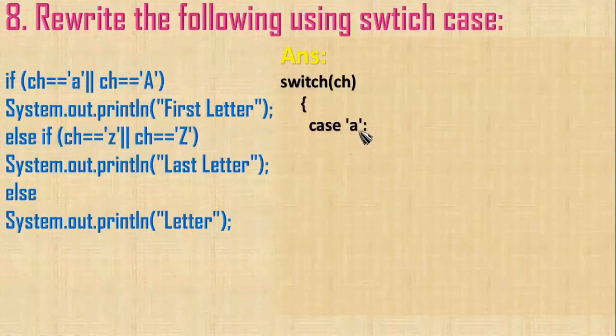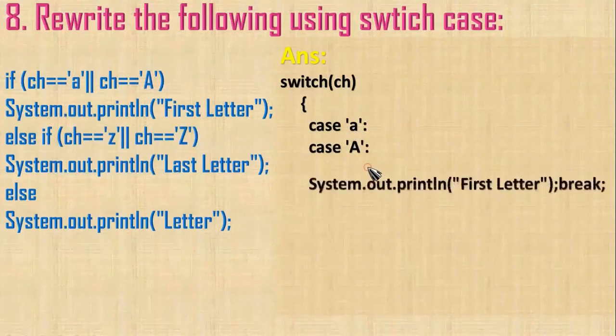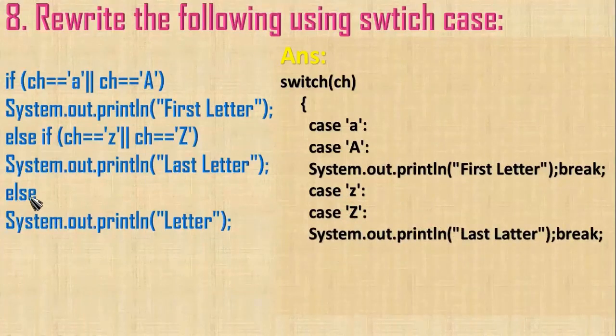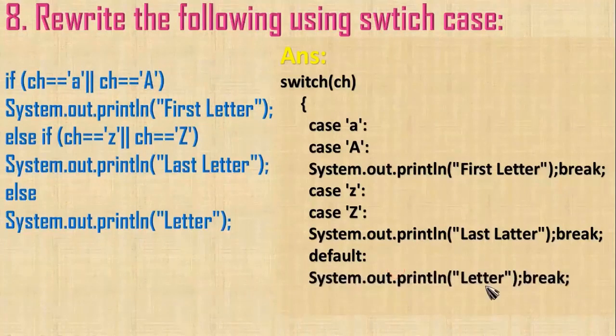And then case A or case capital A. So for both, this will be the result. So we will print this and break. Then case small z and capital Z. Then this will be the result. Else will be as default and then it will be closed.